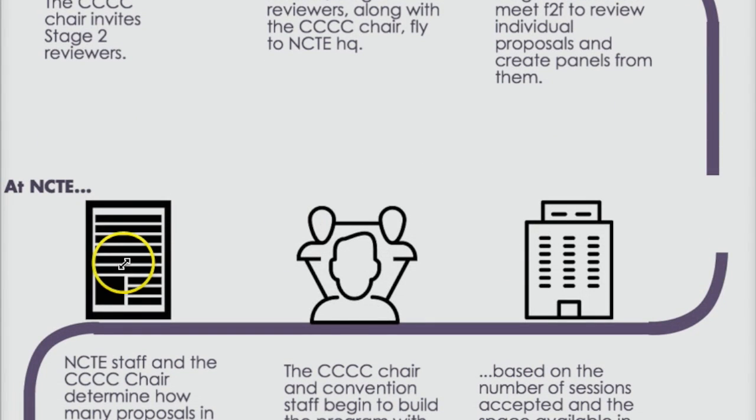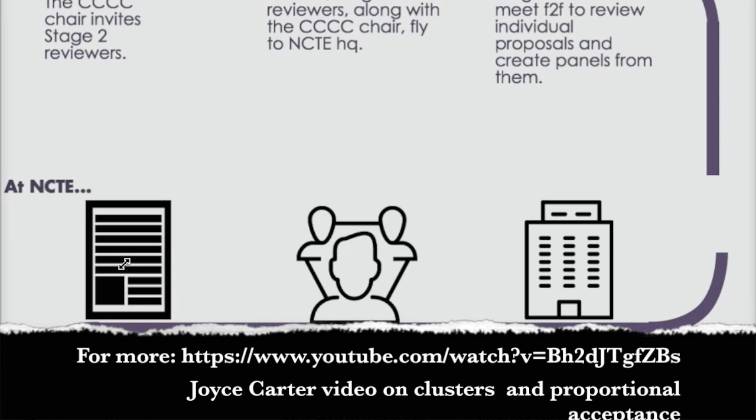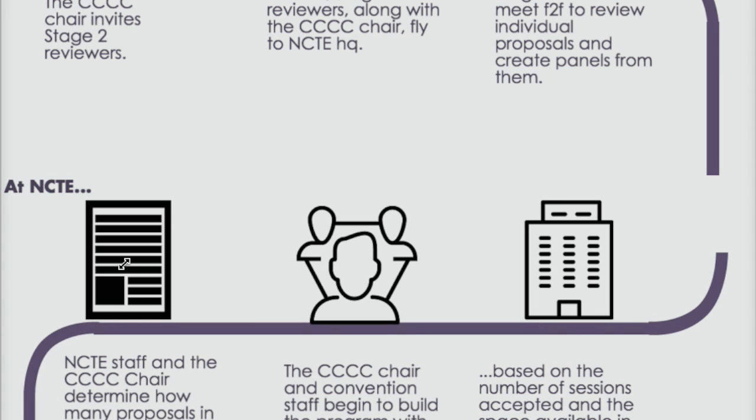Also at NCTE, the convention director and the 4Cs chair have worked together to look at how many proposals have come in each cluster. So what percentage of the total number of proposals submitted came in cluster 1, cluster 2, cluster 3, and so on. We then accept the number of presentations and proposals in each cluster that were submitted. So if I'm making up this number, 22% of the proposals came in cluster 2, that means that about 22% of the conference program will be constituted of proposals from cluster 2.